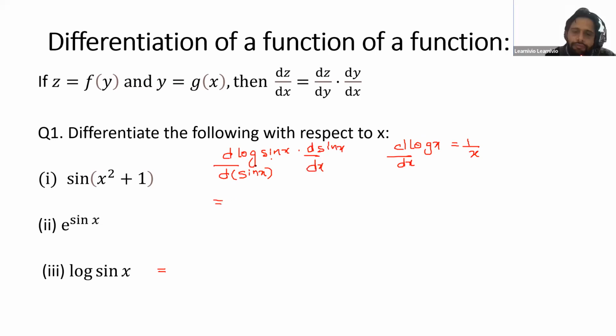Now what's the derivative of this? 1 by sin x. And what is the derivative of this? Cos x. So cos by sin is what? Cot x. Okay. So Krishna, is this clear?